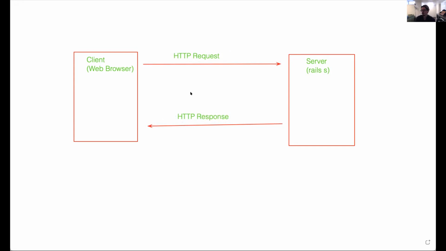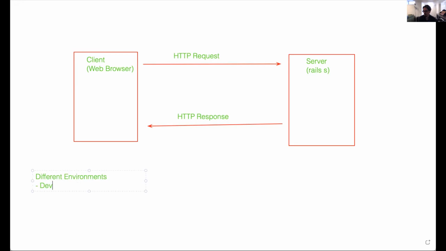So that's your quick overview of the HTTP request response cycle. And this is just kind of how a Rails app works. So you have a couple different environments in your Rails apps.